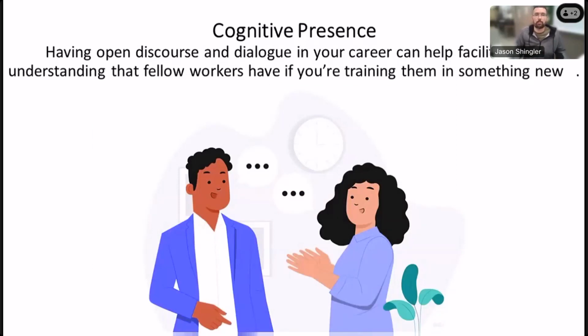The cognitive presence part, I would say having open discourse and dialogue in your career can help facilitate the understanding that fellow workers have if you're training them in something new. Without open discourse and being able to talk to each other, it's very hard to have someone understand you and get your point across if you need help, or if you're not understanding what they're teaching you.